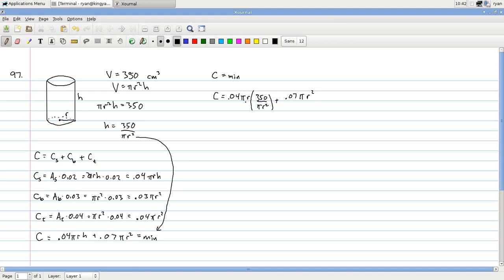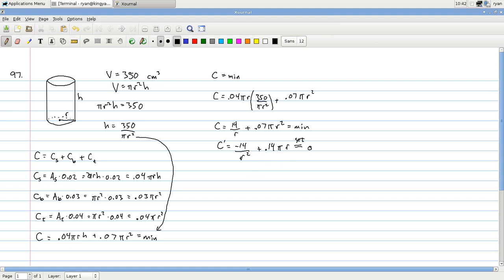And we can simplify this because we can cancel the pi's, we can cancel an r, multiply these together. So this says that our cost is 14 over r plus 0.07 pi r squared. And we want this to be minimum. Since we're trying to minimize this function, we'll take its derivative and set it equal to 0 to find our critical numbers. So our derivative is negative 14 over r squared plus 0.14 pi r. And we're going to set this equal to 0 and solve for r.